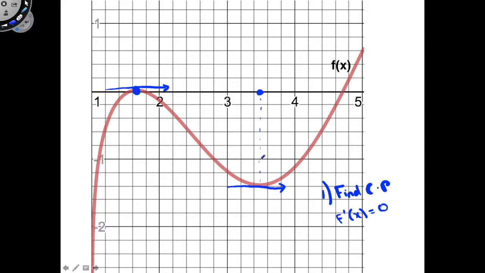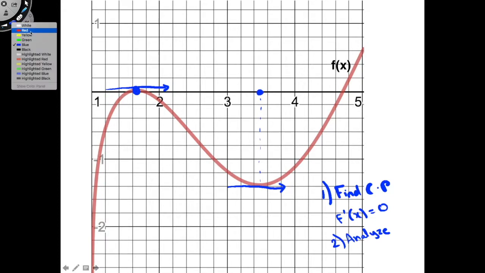The graph of my derivative is going to hit the x-axis. All right. Now, let's analyze what's going on in between these points. Okay. So everything to the left of this point here, everything to the left.